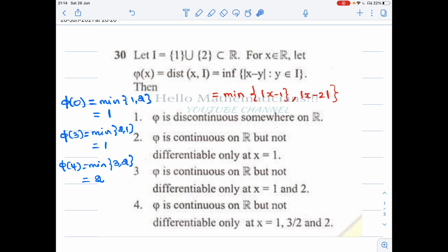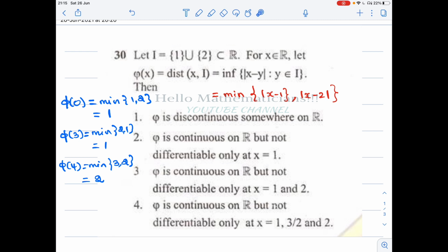How is it defined? You find the distance between x and all the points of I. Suppose I has some 10 elements, say a1, a2, etc., a10. Find the distance between x and a1, x and a2, and x and a10. Mod x minus a means the distance between x and a. Then you will get 10 numbers: mod x minus a1, mod x minus a2, etc., mod x minus a10. Out of them, you look at the infimum. Then that number is defined to be phi of x.